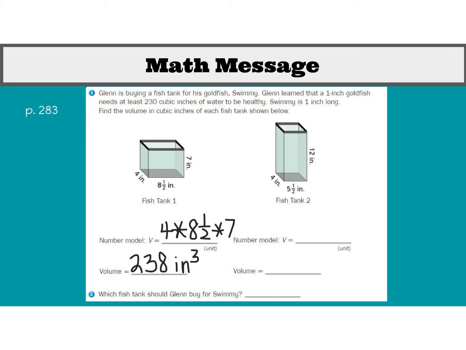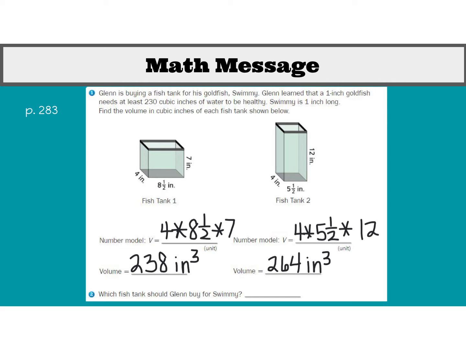So for the first tank, we need to take 4 times 8.5 times 7. Remember, your formula for finding volume is length times width times height. So we're going to use all 3 of those numbers. And when we multiply that out, we get 238 inches cubed. So, you ready for the next one?